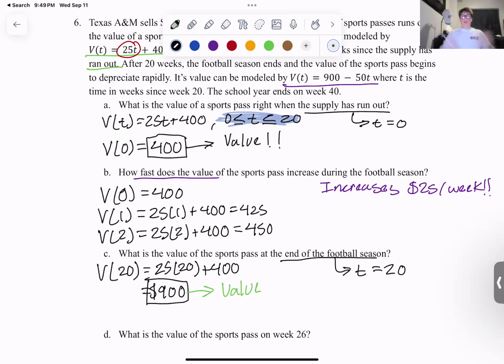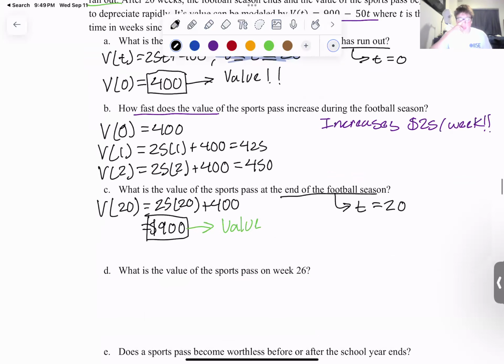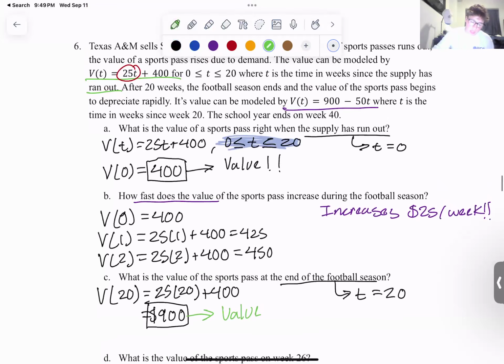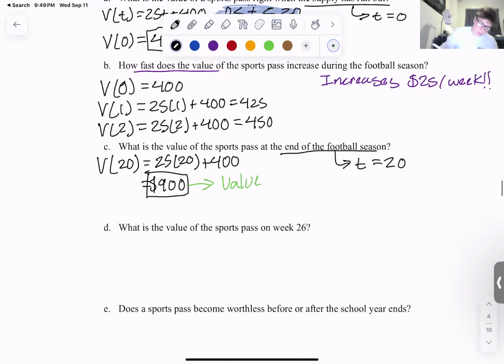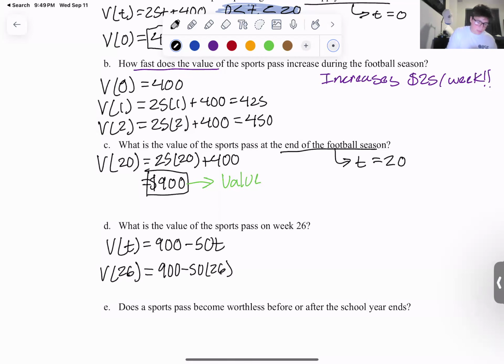Super duper valuable. Next up, what is the value of the sports pass on week 26? So now this is important to keep in mind. Week 26 is after the football season is over. So now we're using this function right here, V of t equals 900 minus 50t. Some of you are going to be inclined to put 26 in for t and do 900 minus 50 times 26. And if you plug that into your calculator, you get a negative value.